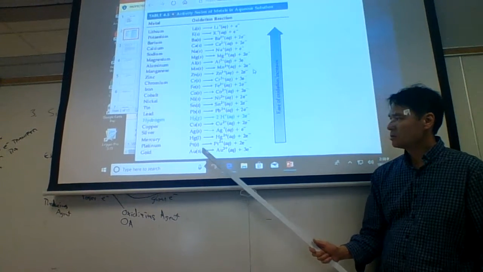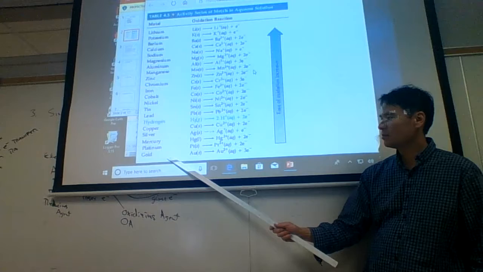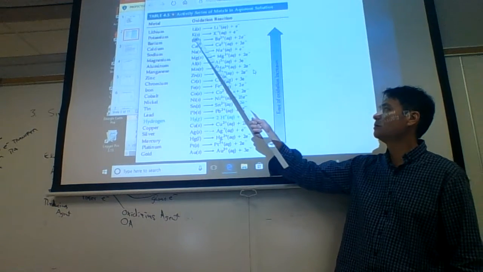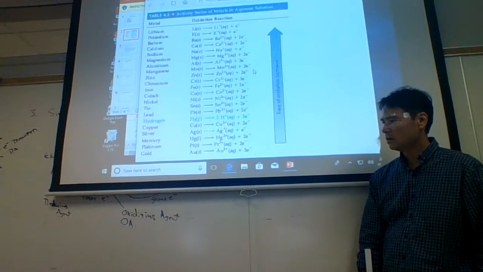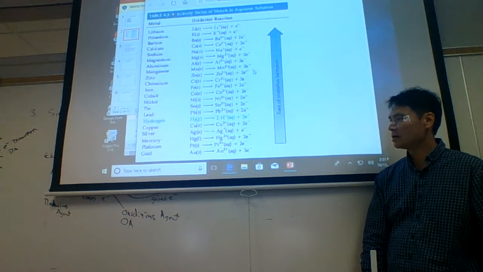We can frame this in terms of reducing agents. Gold is a poor reducing agent, whereas lithium is an excellent reducing agent. Reducing agents give up electrons to the oxidizing agent.